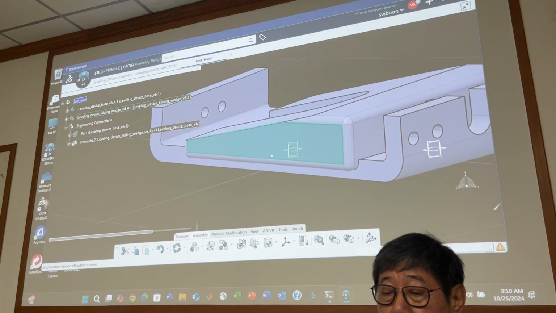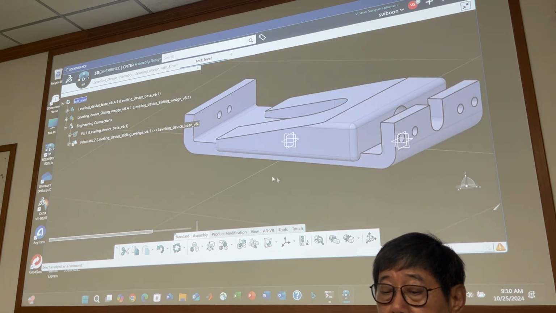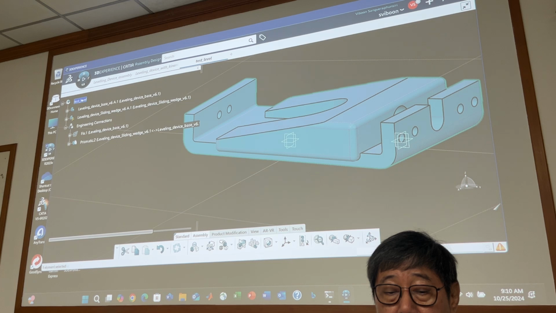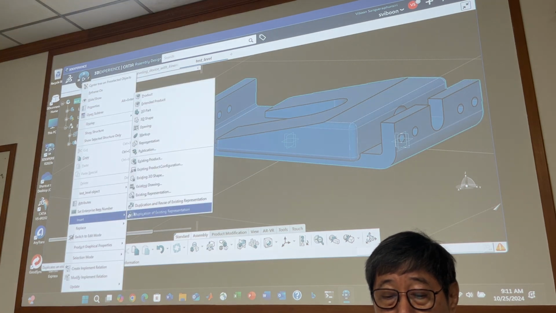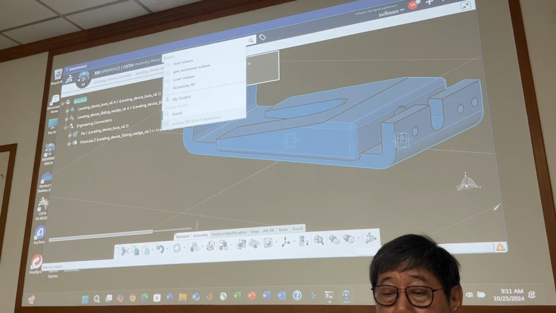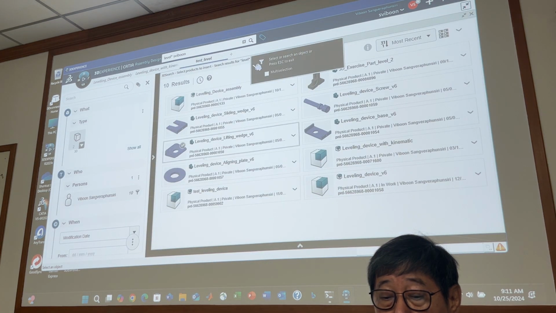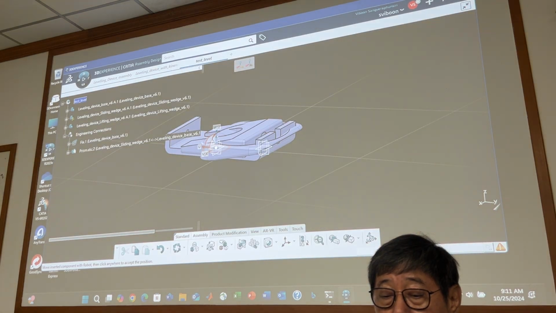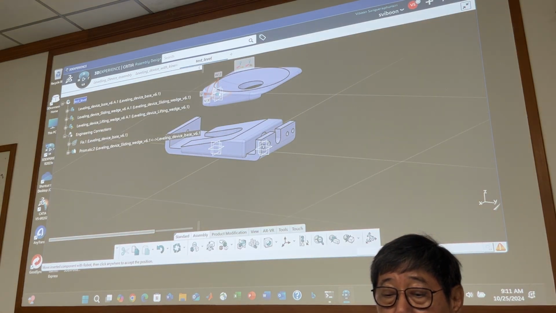Next, I bring in the lifting wedge. I bring in this one, insert existing product, lifting wedge, this one. Okay, already there, right, this one. Look at this one.